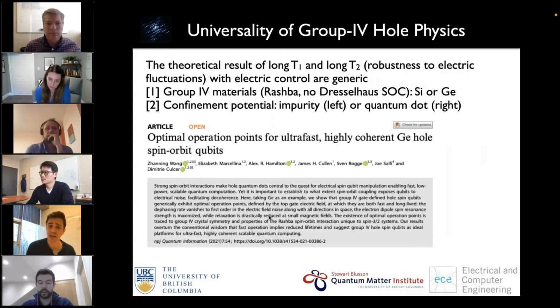Another point I want to highlight now is our recent theory work showing that this effect of being able to find these optimal operation points is generic to any material you want in group 4, meaning it has a Rashba and no Dresselhaus, and it also doesn't really depend on what's confining the hole. It could be an impurity or a quantum dot.